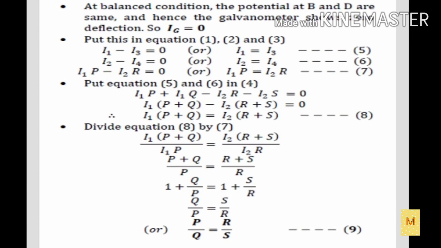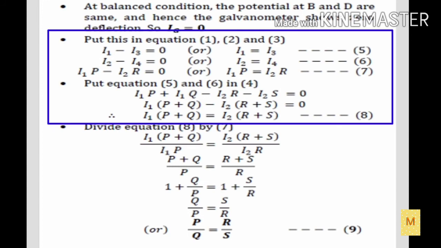At balanced condition, the potential at points B and D are the same, and hence the galvanometer shows zero deflection, so Ig becomes 0. By applying Ig equal to 0 in equations 1, 2 and 3, we get I1 minus I3 equal to 0, which becomes I1 equals I3. Similarly, I2 minus I4 equal to 0, which becomes I2 equals I4. And I1P minus I2R equal to 0, which becomes I1P equals I2R. These are equations 5, 6 and 7.